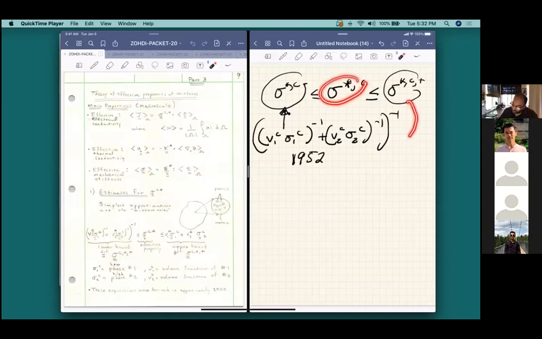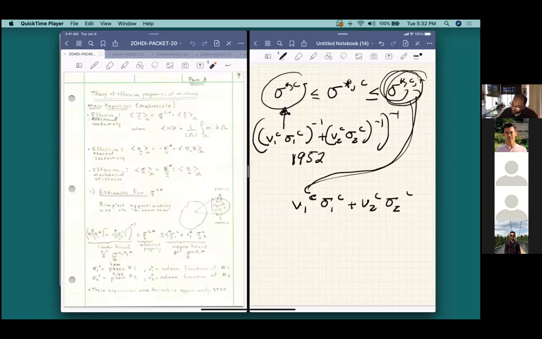By the same token, the rule of mixtures, which is the easier one, basically says that if you just take the volume fraction of the first phase, so call that sigma C1, plus the volume fraction of the second phase, which is sigma C2, those two quantities added together always give you an upper bound of what the property can be.